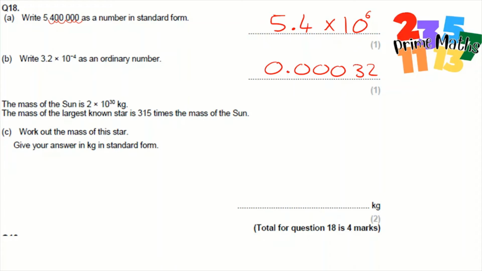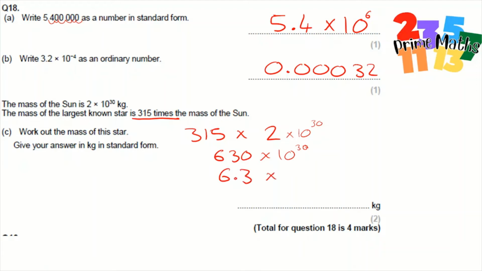The mass of the largest known star is 350 times the mass of the Sun, so we want to do 315 multiplied by the mass of the Sun, which is 2 times 10 to the 30. Multiplying those numbers, we get 630 times 10 to the power of 30, and changing this to standard form, we make this number 2 lots of 10 smaller, so we make this number 2 lots of 10 bigger.